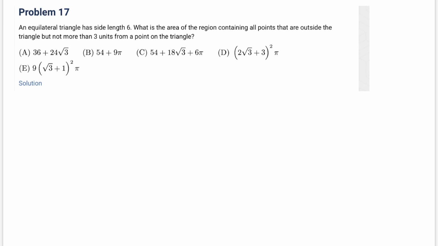Number 17, an equilateral triangle has side length 6. What is the area of the region containing all points that are outside the triangle but not more than 3 units from a point on the triangle? This would be an equilateral triangle with side length 6.